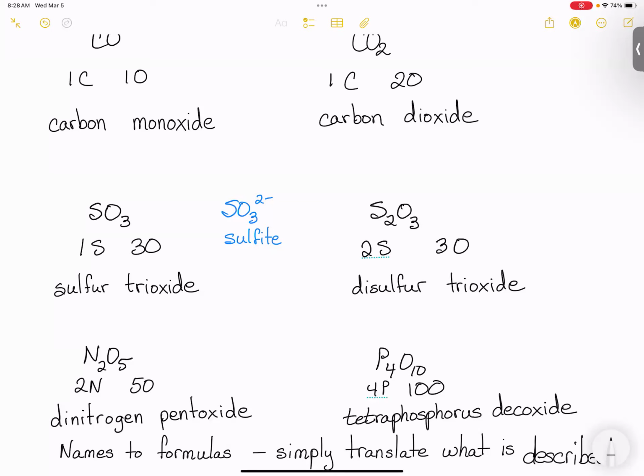One thing you will notice about these binary covalent molecules, the first element is simply given its name. The second element has the ending IDE. That's pretty much a common story, no matter whether we're dealing with ionic compounds or covalent molecules. The first element is given its name. The second element is given the ending IDE.